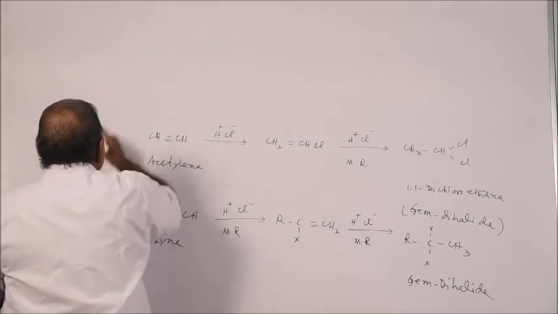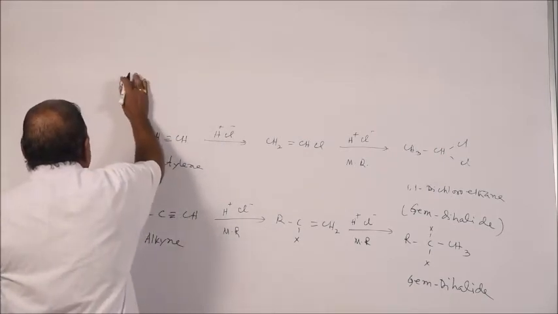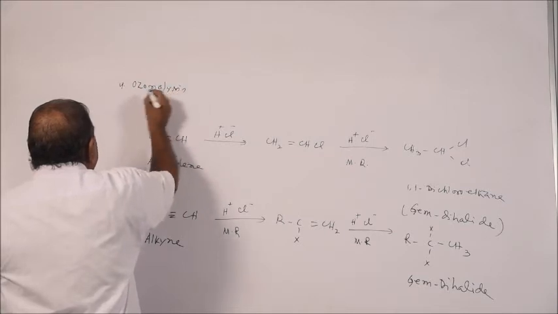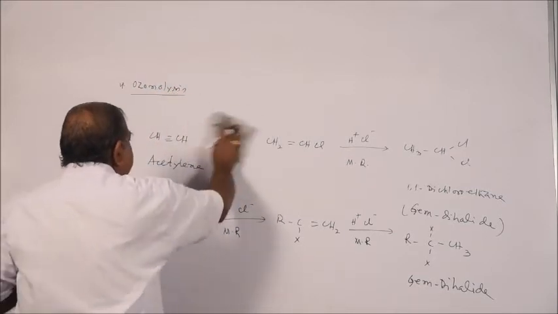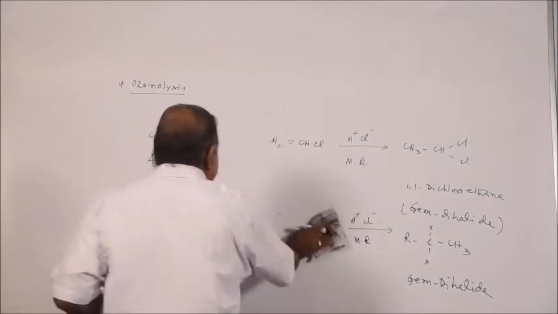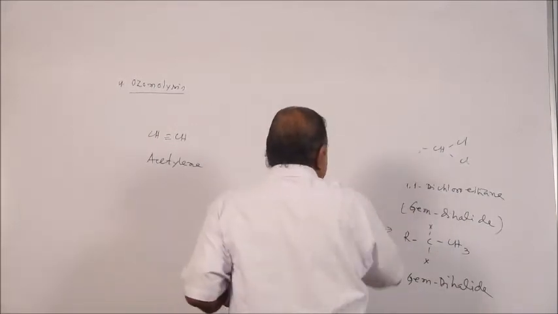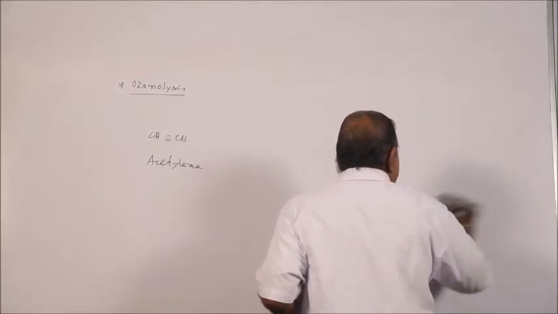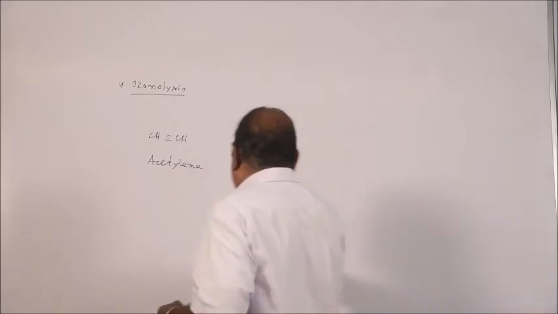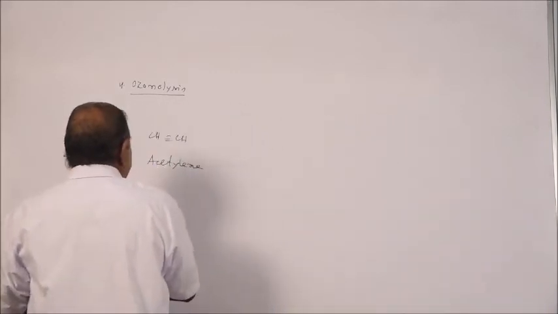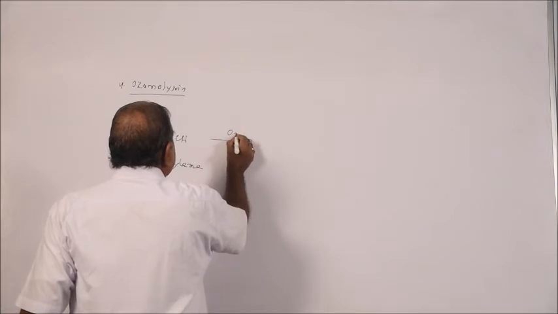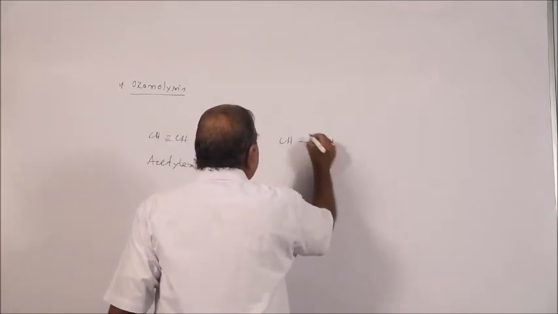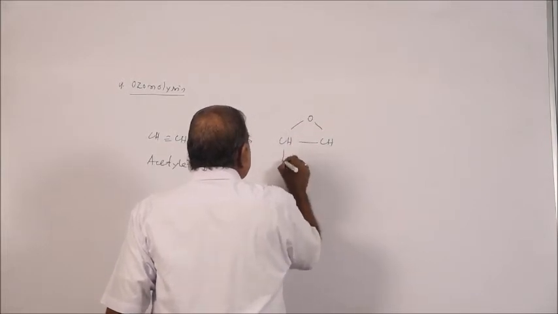Next is the fourth one, ozonolysis. Ozonolysis of alkynes is not very important. It does not give you much better products like alkenes, which give the same aldehyde, different aldehydes, same ketones, different ketones, or an aldehyde-ketone mixture. However, I am giving one example. If you take acetylene, here one bond remains because it has a triple bond.